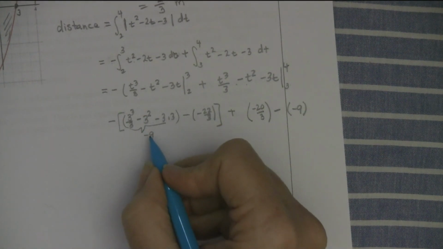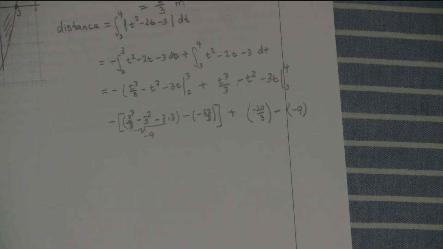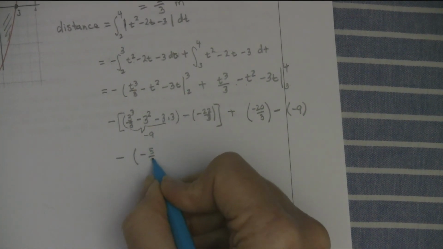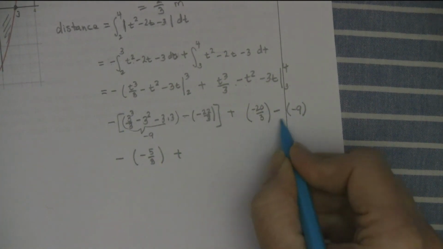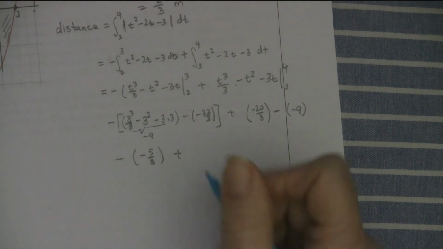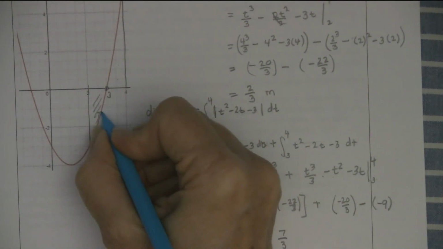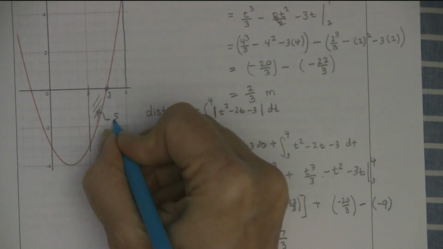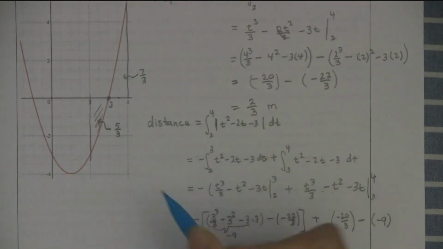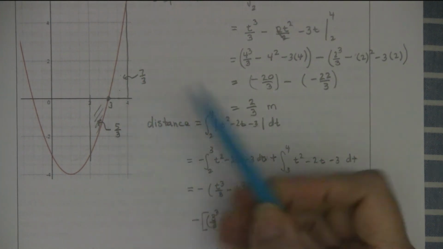So in here it's negative 9 plus 22 over 3, so this is negative of negative 5/3, plus whatever this is, which is negative 20 over 3 plus 9, 7/3. So what I just found is that the area below this axis is 5/3, and this area here, which the integral counts as positive, is 7/3. So 7/3 minus 5/3 is 2/3, right?